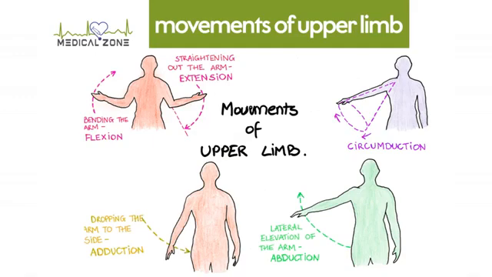Next movement is adduction of fingers. When fingers are brought together, it is called adduction. The opposite of adduction is abduction of fingers, when fingers are separated. Next one is opposition of thumb. When the tip of the thumb touches the tips of any other fingers, it is called opposition of thumb. And the last movement is circumduction of thumb. The movement of extension, abduction, flexion and adduction in sequence is called circumduction of thumb.